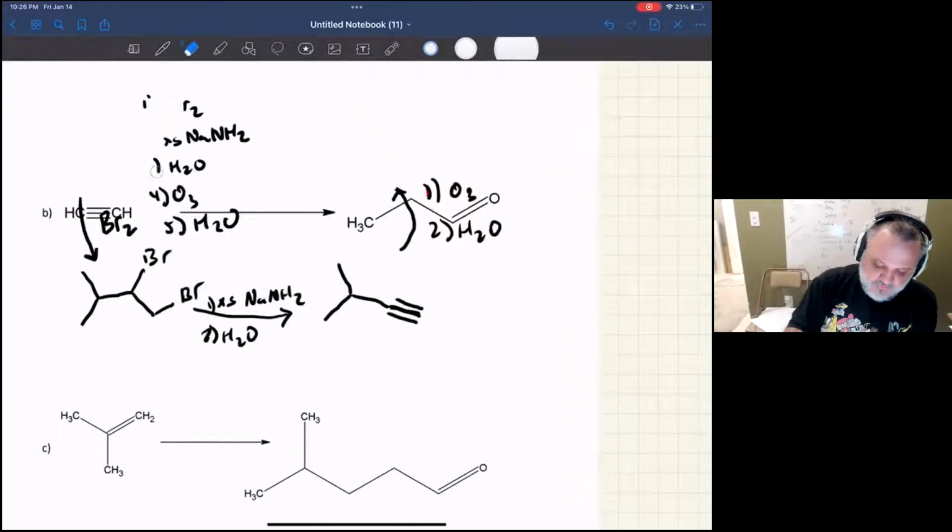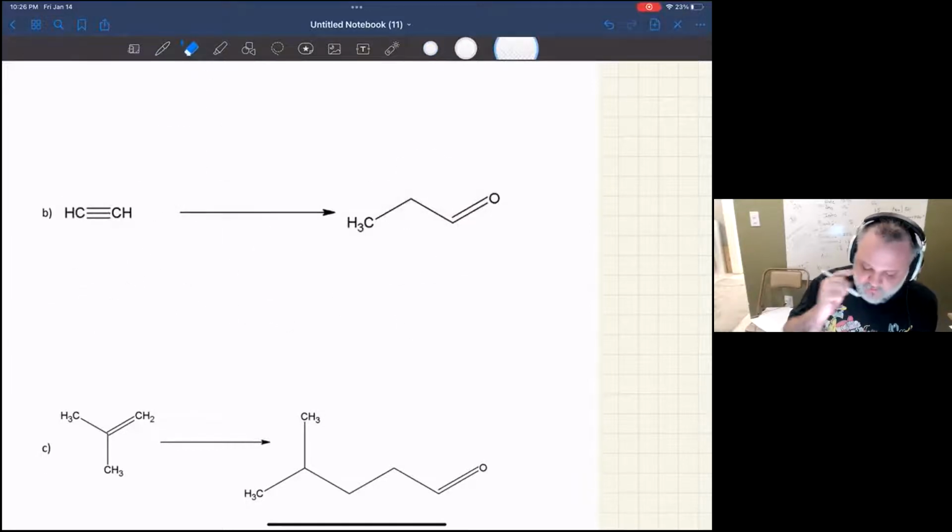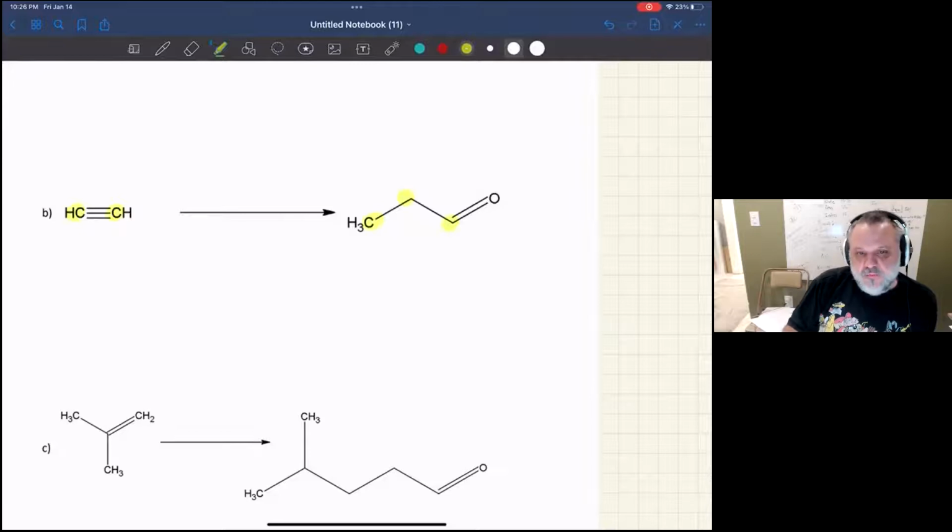Oh, I got a lot of stuff to erase here. All right, what can we do here? How many carbons do I start with? Let's think backwards. 2, but I end up with 3. What is the functional group that I have? I have a carbonyl group.